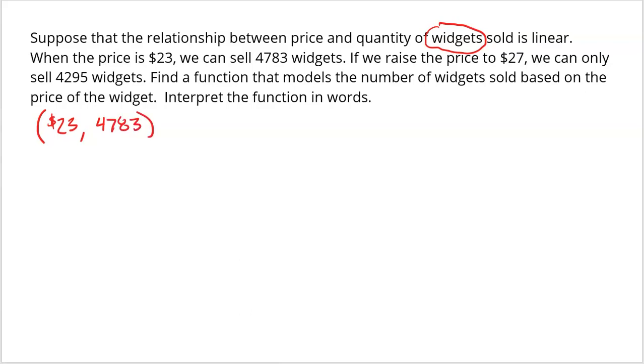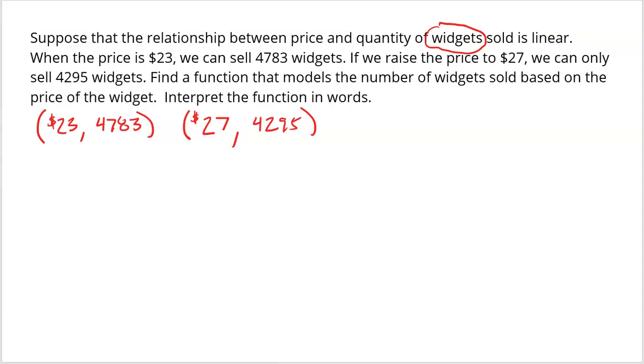4,783 of them. However, if I increase my price, if I decide, hey, I'm going to sell them for a little bit more, $27, well, then, what happens when you charge more money for something? Fewer people buy it because it gets to be too expensive. So if I charge $27, I actually will only sell 4,295 widgets. So it does say it's a linear model. So that means that it's a constant rate. So the more I charge, the fewer widgets I'm going to sell. That's just marketing economics 101 there.